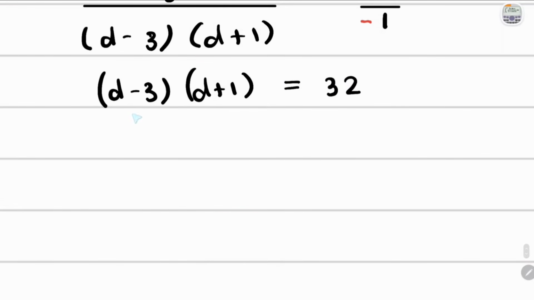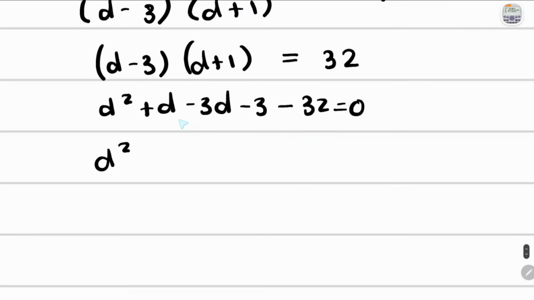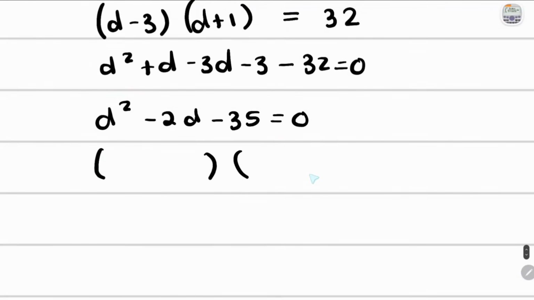So there's still a 32 here, meaning you need to distribute before factorizing. So that's going to be d squared multiplying by foiling, and then plus d, and then minus 3d, then lastly -3. Okay, we can bring that 32 over. So minus 32 equals 0. Now we have d squared, and that becomes -2d. And what is -3 minus 32? That's -35, is equal to 0. And we can factorize now.